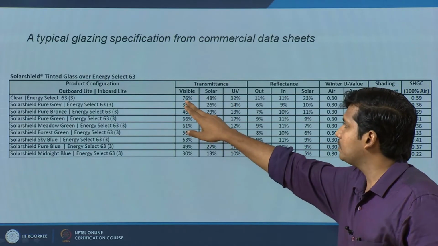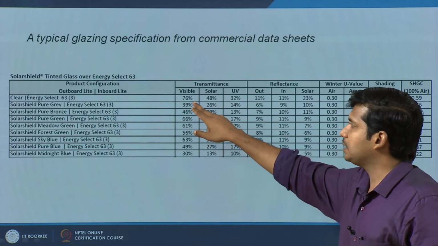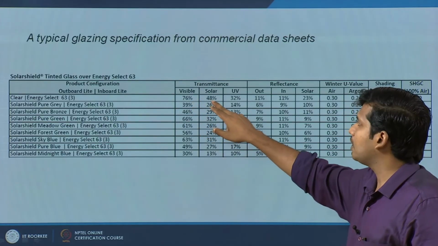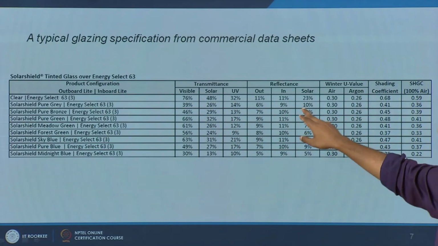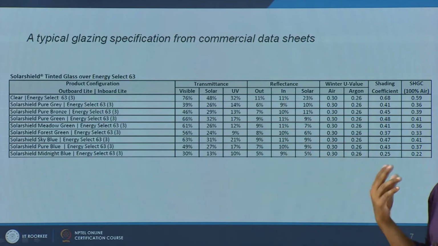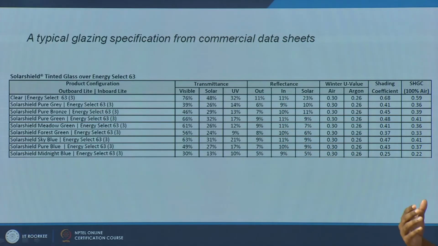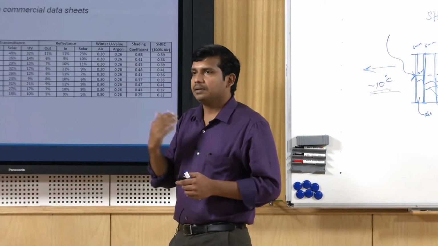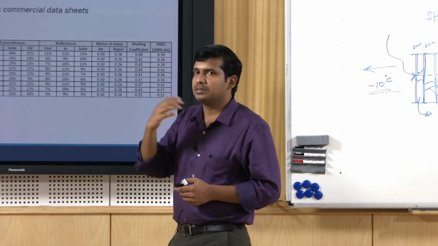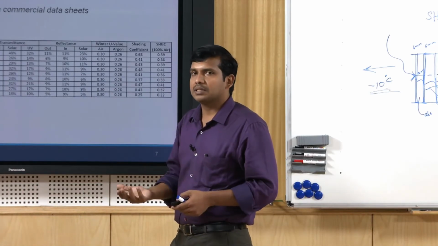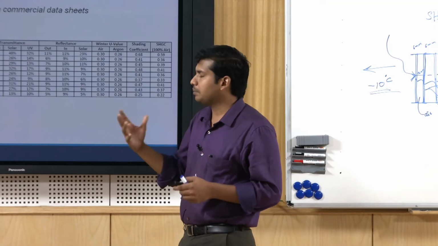Here we have visible, so this particular glass has 76% visible transmittance, solar transmittance is 48%. Reflectance, out and in reflection, this actually gives you an idea about whether a particular glass, say it may be a see through glass, but still you will be able to see the reflections of your own self when the other side is not that bright.